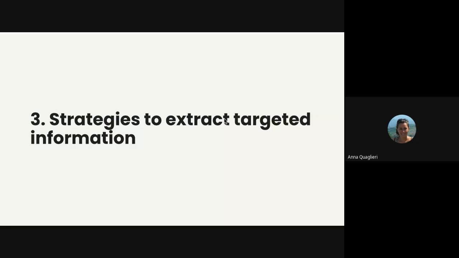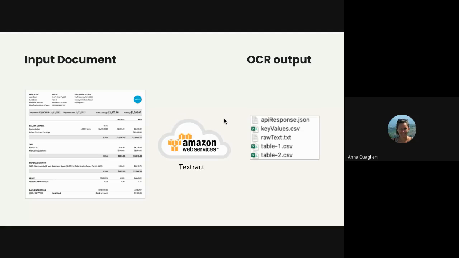Okay. So this brings me to the third part of my talk, which is the strategies that we thought about to extract more targeted text from a document. Before I tell you the strategies, this is the idea of the data that we have. We have an input document, imagine I've run Textract, and I get some output, like CSV files with key values and tables. But again, I haven't really looked too much into those.